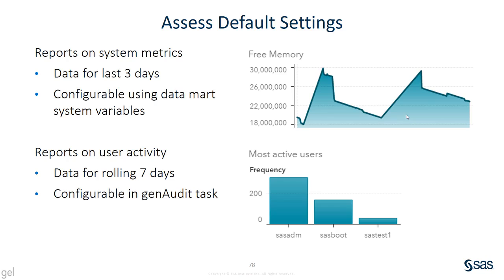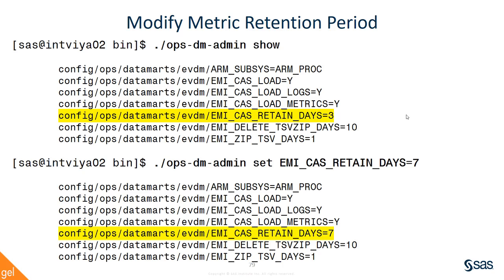All right, so by default, I get metrics for 3 days. So I'm looking at performance information for my machines at a 3-day interval. I'm looking at user information over 7 days, a rolling 7. So after 8 days, the old day rolls off and the new day comes in. Again, configurable, anything you want to change.